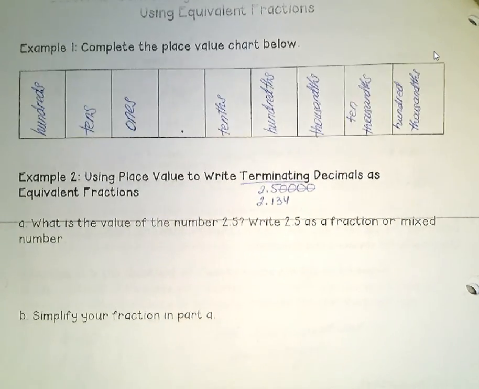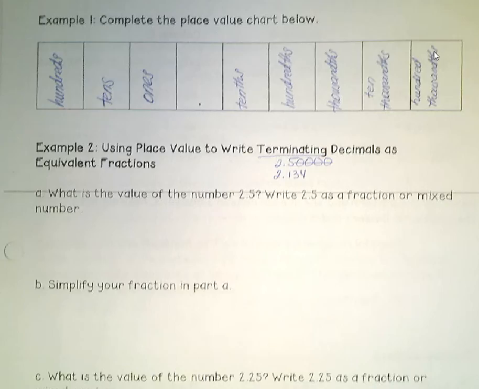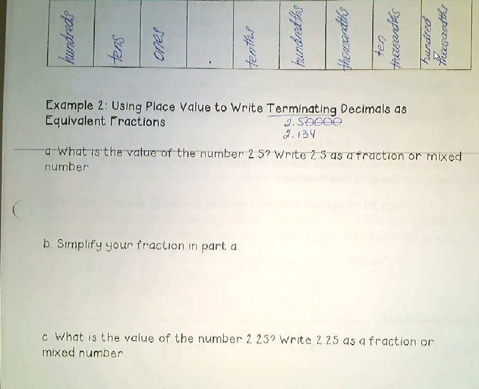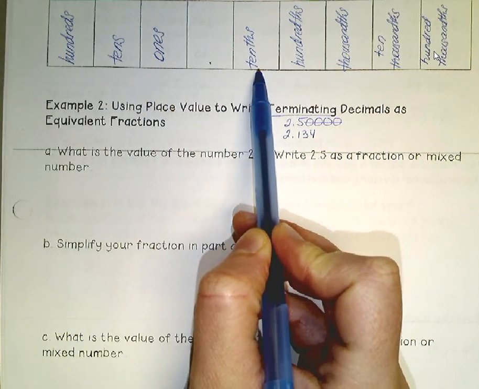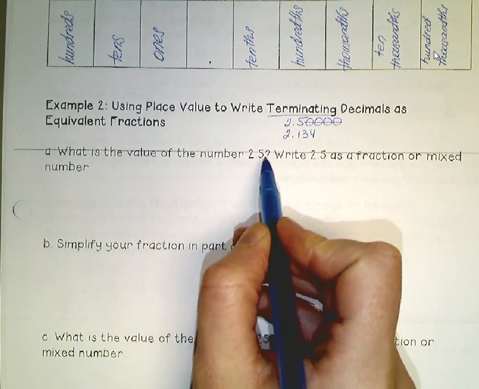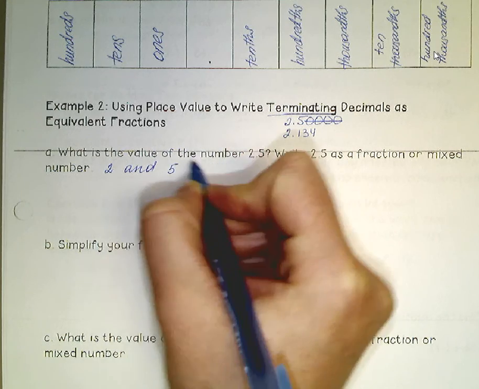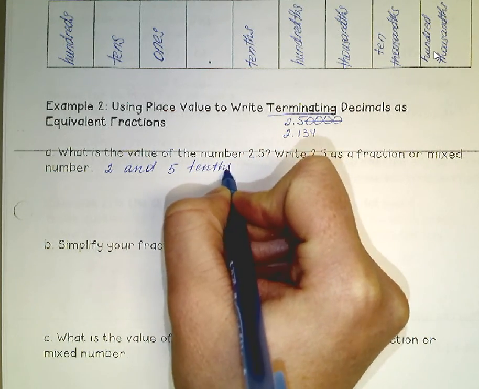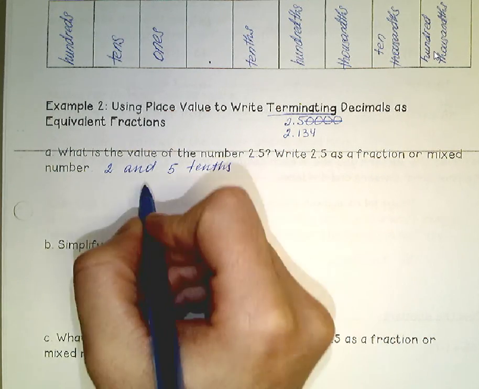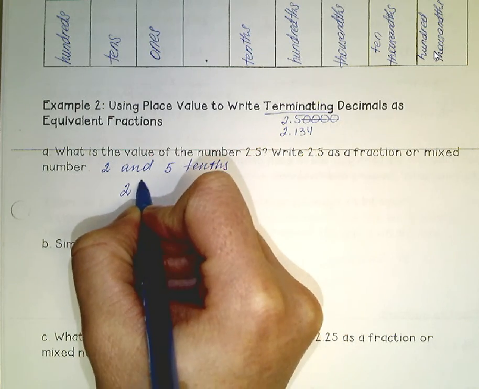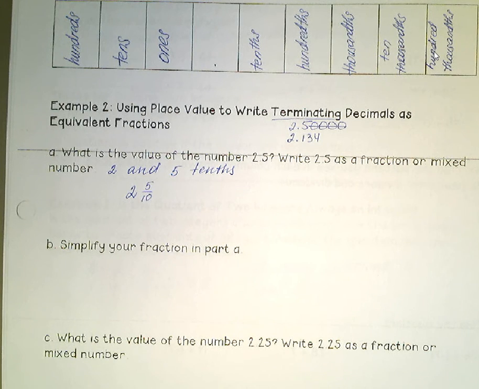So what is the value of the number 2.5? We hear a lot in school when the students say 2.5, but what is its value? 2 stands in the ones place, then we have our decimal point, and then we have 5. So we can write it as 2 and 5 tenths. How can I write it as a fraction? 2 and 5 tenths. So I have a 2 and 5 out of 10. Okay?